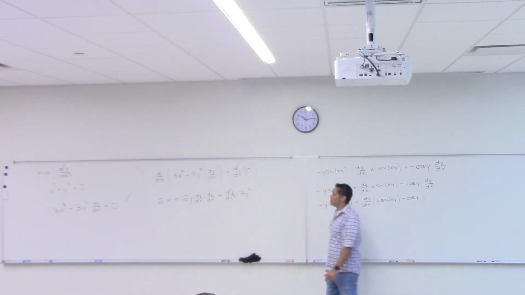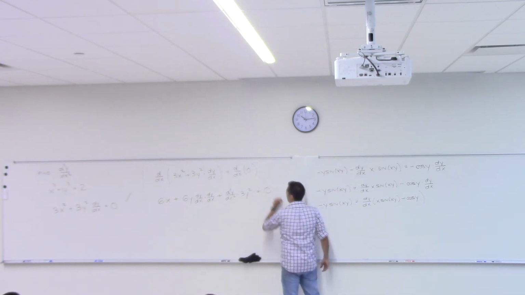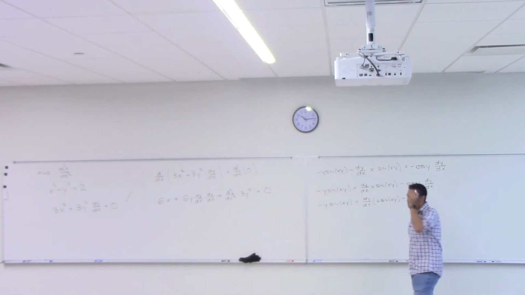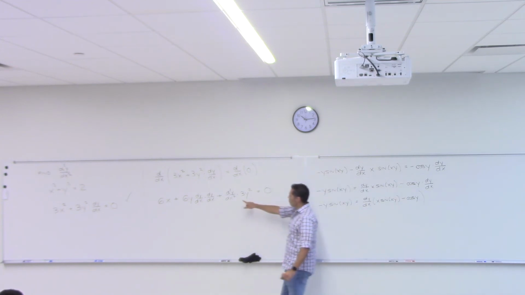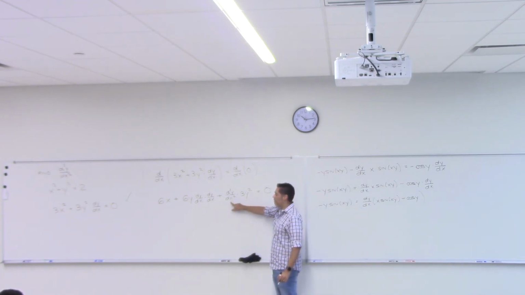What's the derivative of 0? 0. That's still nice, isn't it? There you go. You see the second derivative in there? You can solve for that, can't you? You could get that by itself right now.